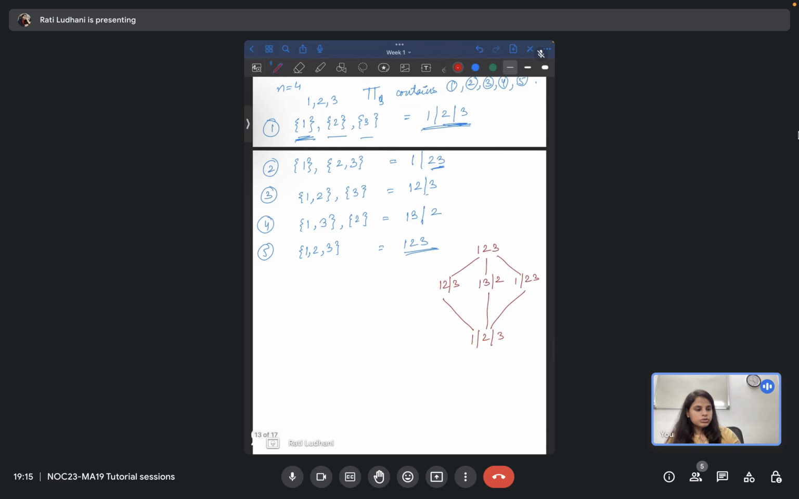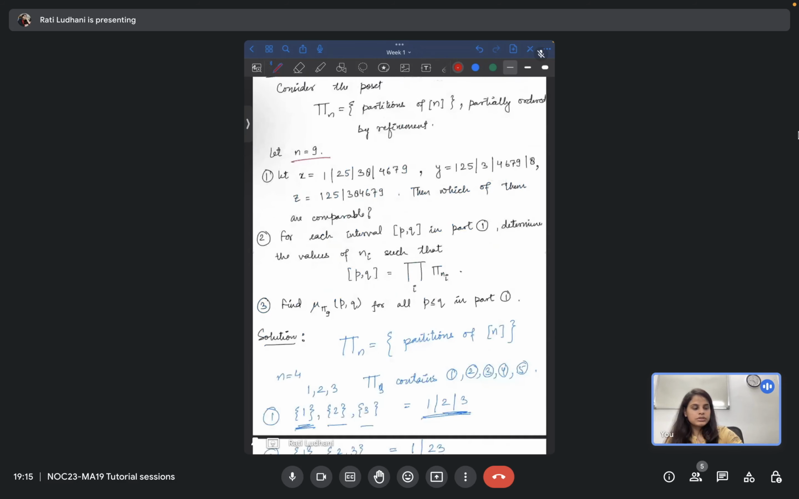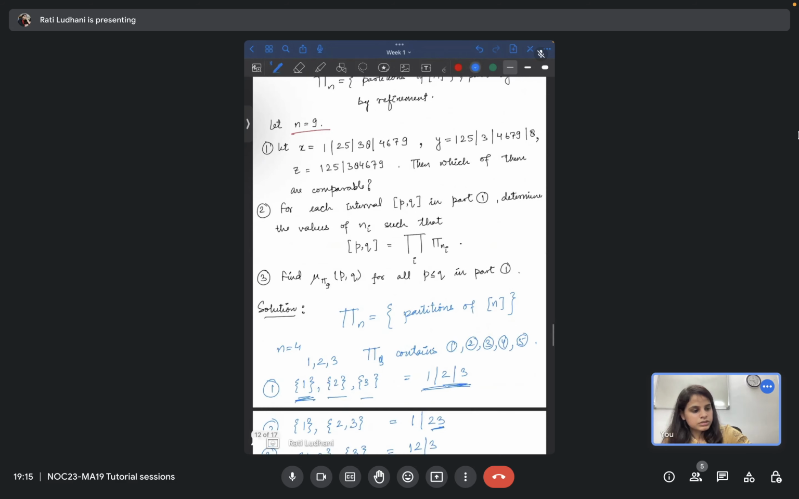So let's go to a question that says you have n equals 9. You are considering pi 9 now. That is a very big set. And x is equal to, I just take this, or maybe I can just take the full question.